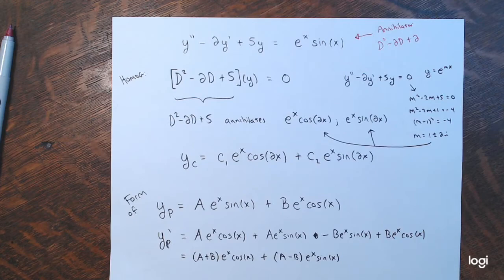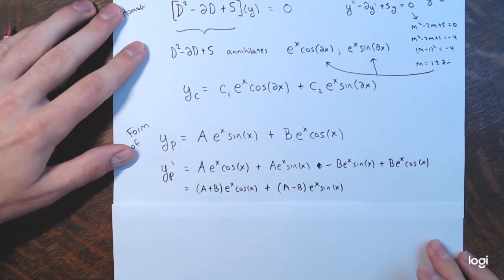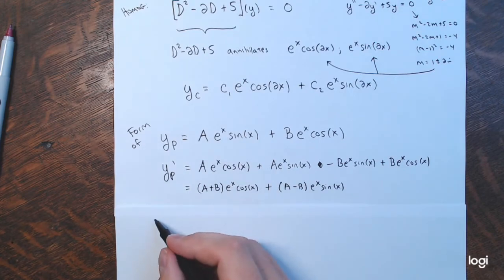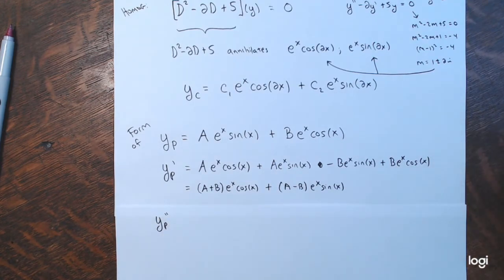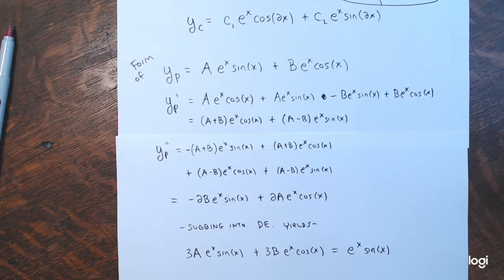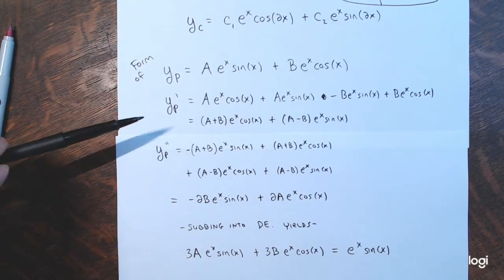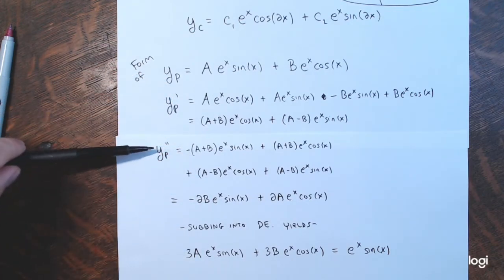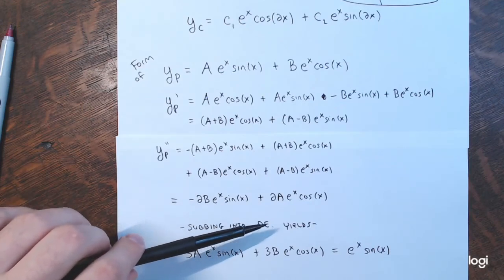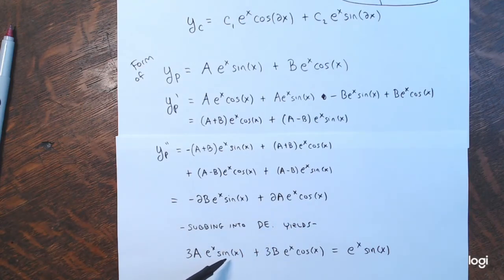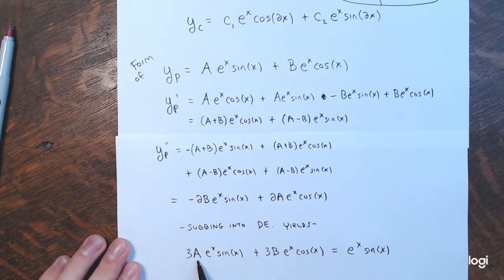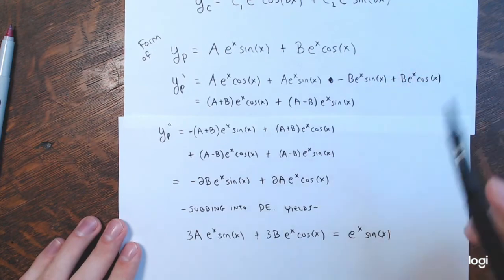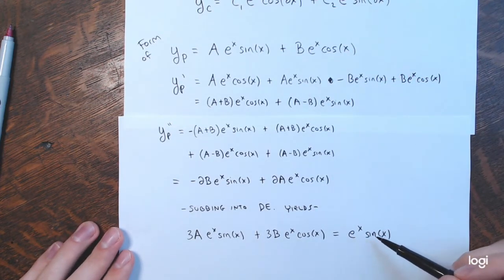All right. And I'll take the second derivative, and I'll pause it and come back when I have it all, to save some time for you. Alright, so a lot popped up on the screen. I took the first derivative, second derivative, and then substituting into the original differential equation and combining terms with e to the x sine x and terms with e to the x cosine x would yield the following. I have 3a e to the x sine x plus 3b e to the x cosine x equals, and remember the expression on the other side was e to the x sine x.